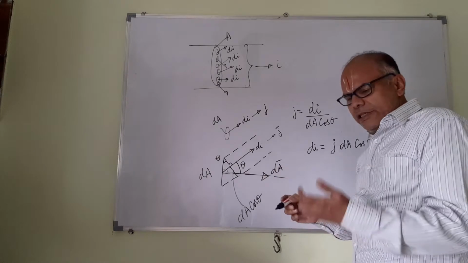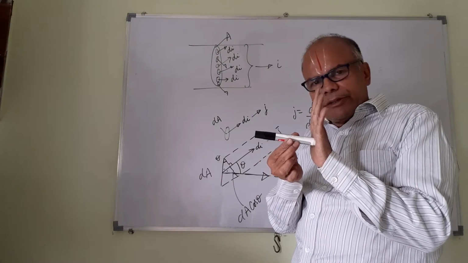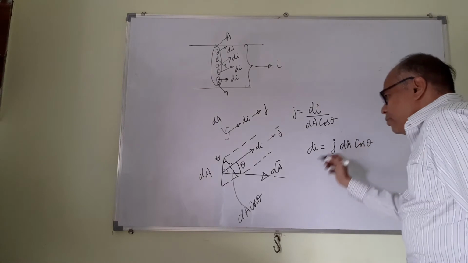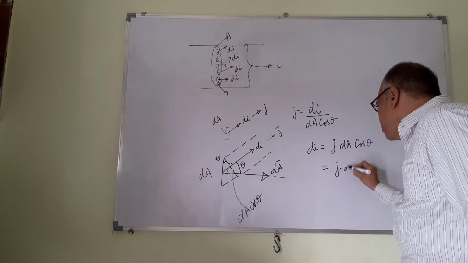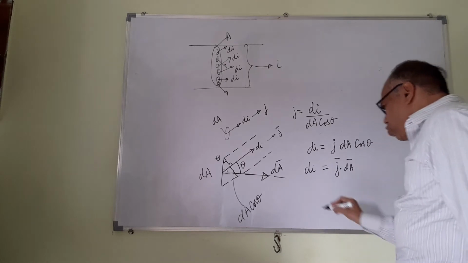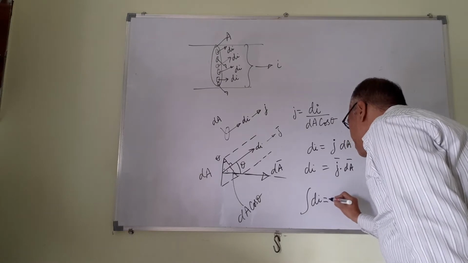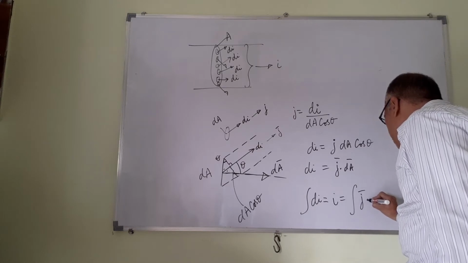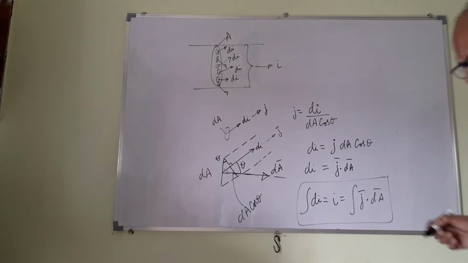Supposing this palm is my area, this pen becomes the area vector, normal to the area. So that is dA. Now the angle between J and dA is theta, so dI can be written as J dot dA. Now if you want the sum of all the currents, you will have to integrate. Integral dI is equal to I, so I is equal to integral J dot dA.